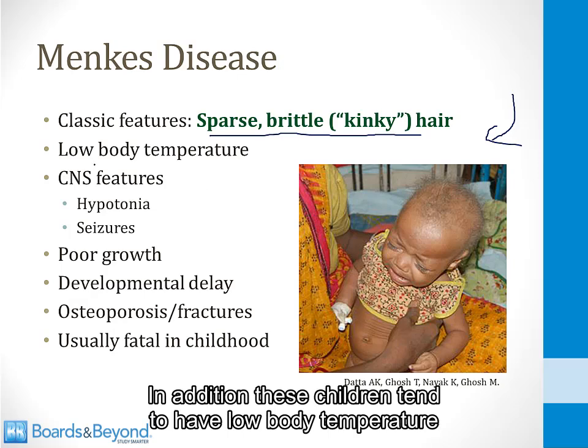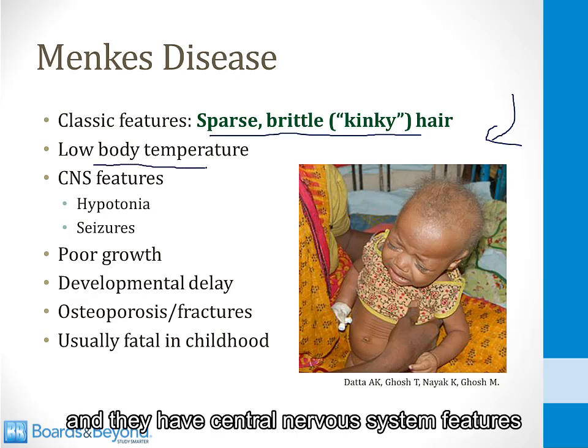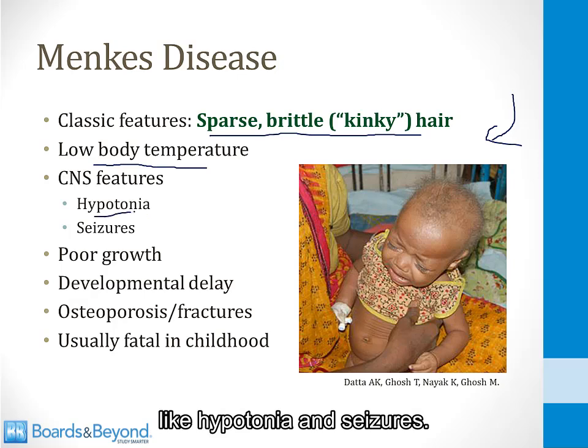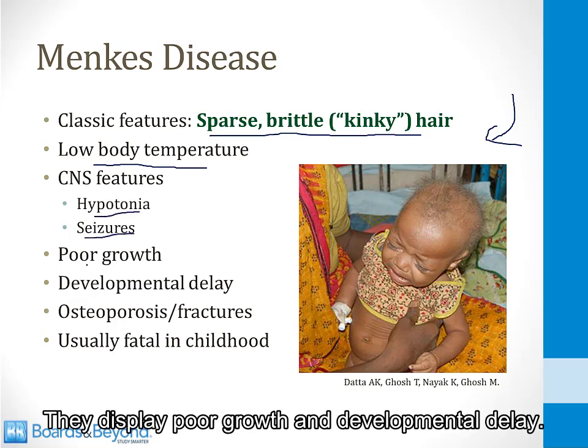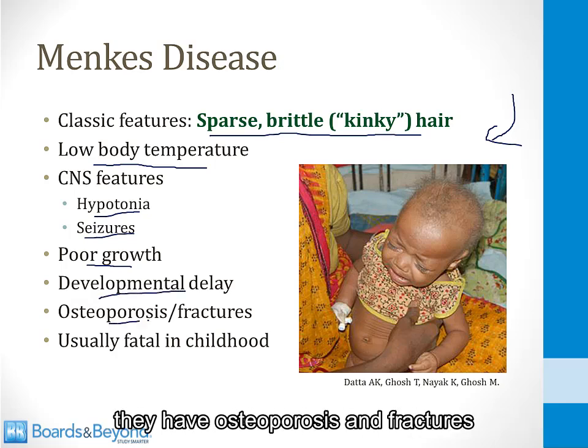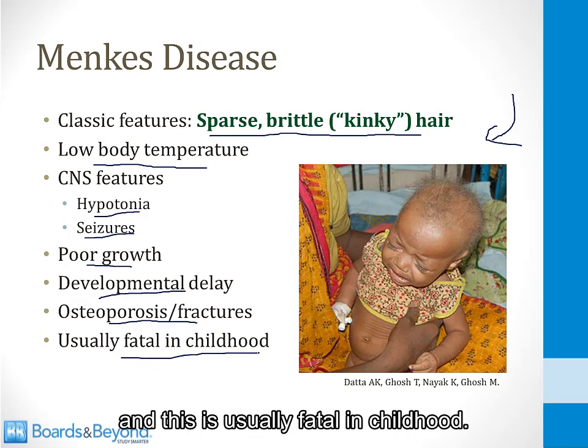In addition, these children tend to have low body temperature, and they have central nervous system features like hypotonia and seizures. They display poor growth and developmental delay. Because of the collagen problems, they have osteoporosis and fractures, and this is usually fatal in childhood.